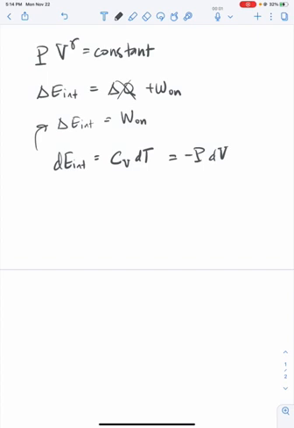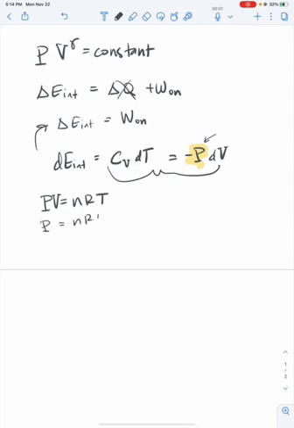And then this equation, as we have it now, is not easy to integrate, right? Because pressure here depends on both temperature and volume. So we need to fix that so that we can get an equation that we can actually integrate. All right, so to do that, we're going to write our ideal gas equation, PV equals nRT. We're going to solve for P, substitute it into our equation here.